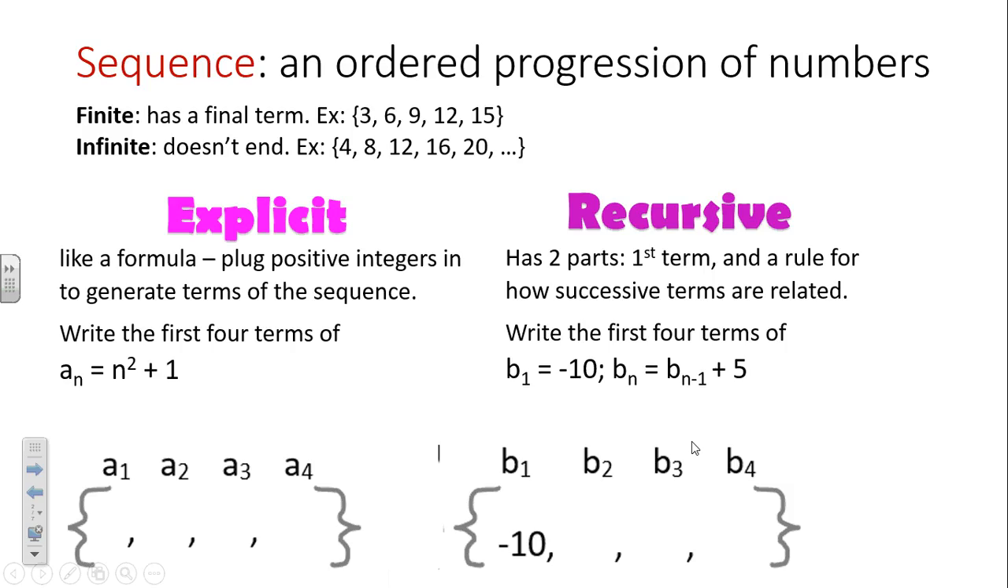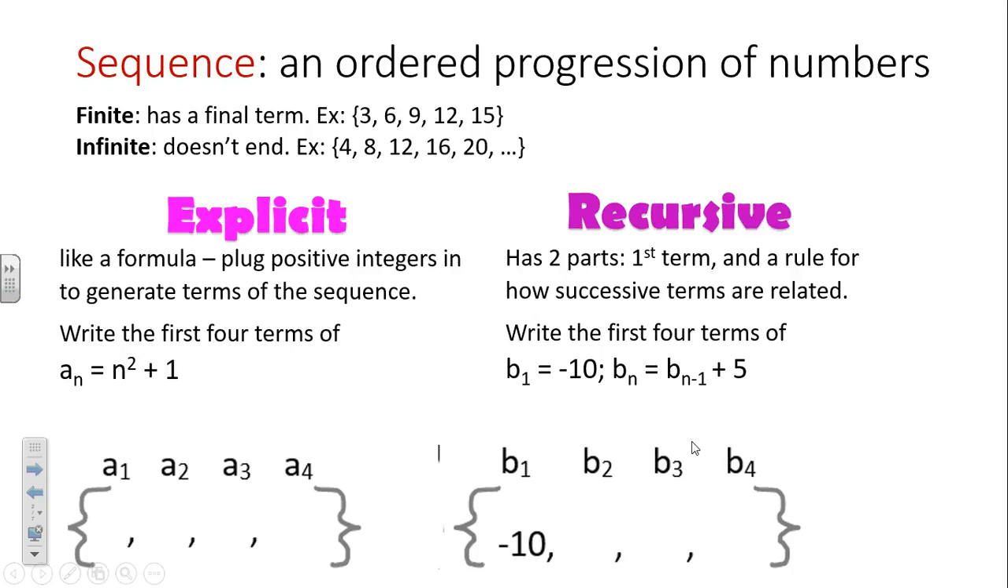So the very first thing on your notes sheet that we want to make sure that you're aware of is that a sequence is nothing more than an ordered progression of numbers. So it has a definite order to it, and it's a listing of numbers. We denote a sequence by using the curly brackets. We surround it with curly brackets.